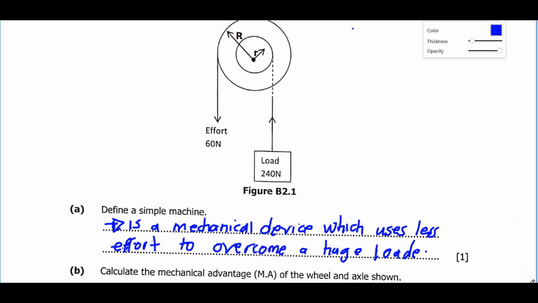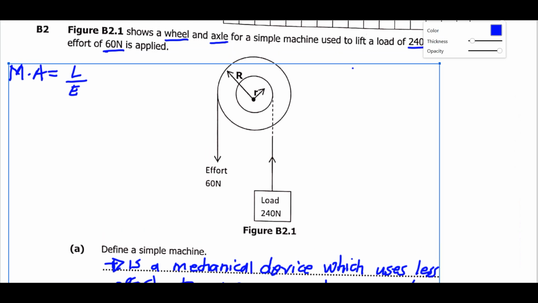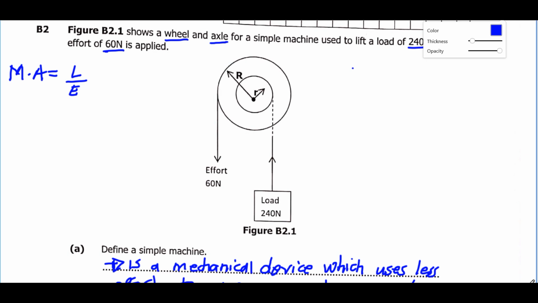Now, if you look at question B, it is about mechanical advantage. Now, mechanical advantage is very simple. We know that mechanical advantage is equal to load divided by effort. So the load is the force that we are trying to overcome. Then the effort is the force that we are using to overcome the load. So we are given the load of 240 newtons divided by 60 newtons.